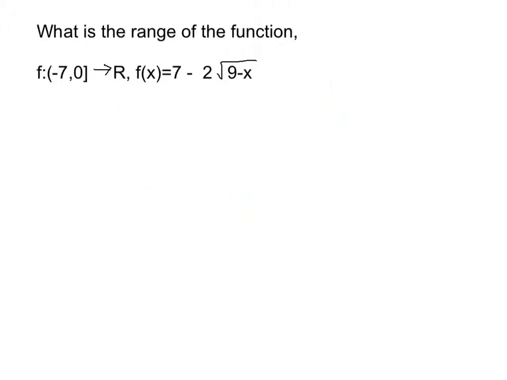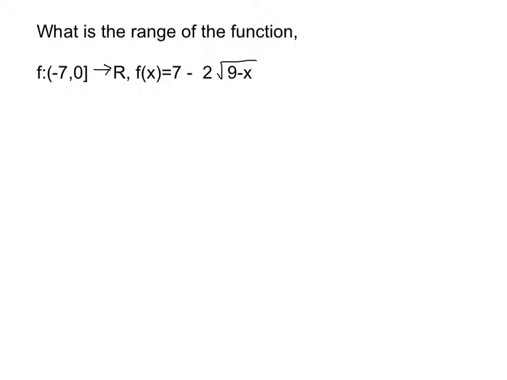What is the range of the function where the domain is negative 7 to 0 mapping onto R, where f of x is equal to 7 take away 2 by the square root of 9 take away x.